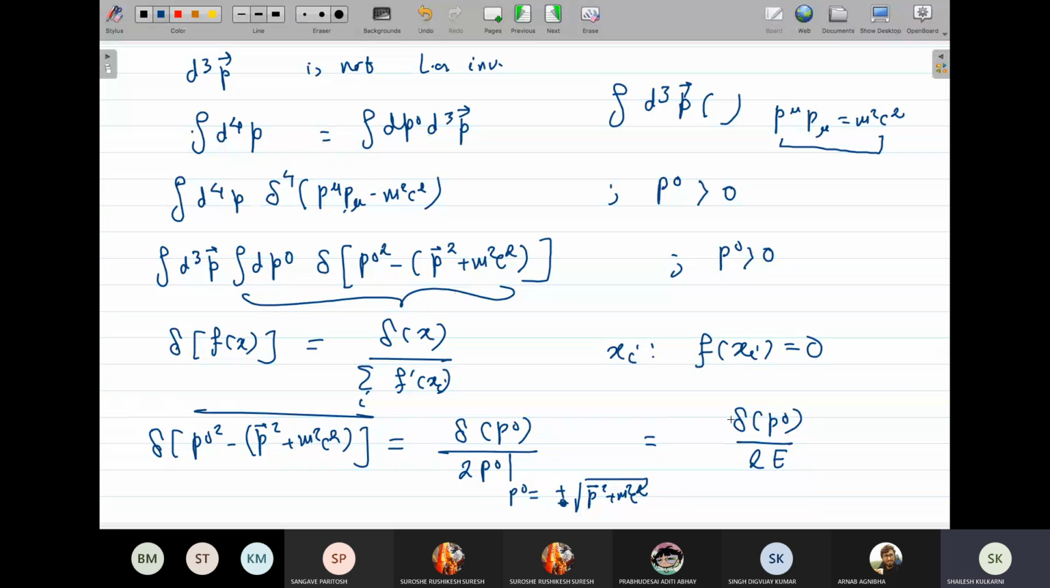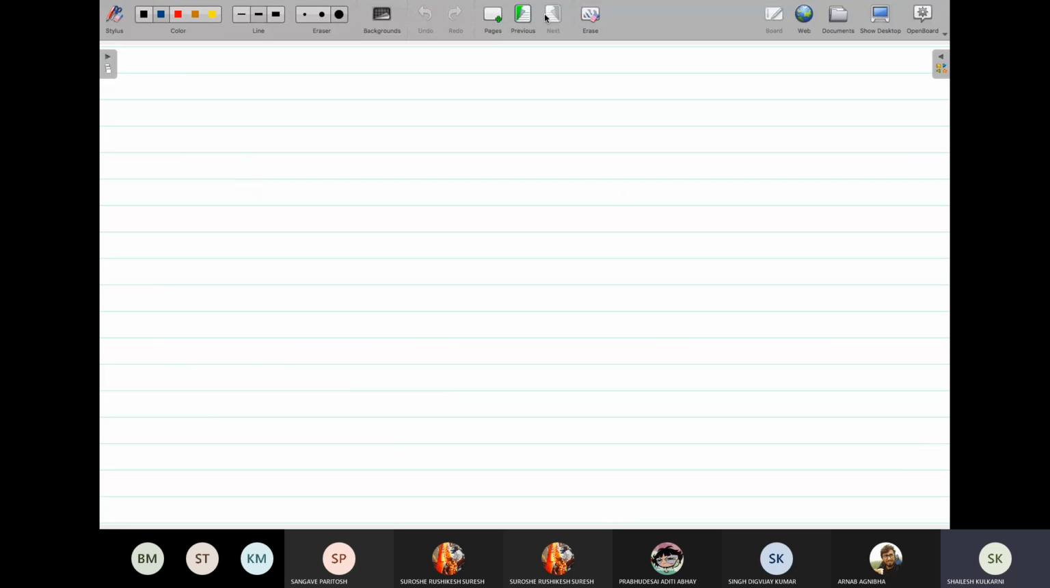Now you integrate over P0. What you are going to get is just 1 over twice E, and then there is the 3-dimensional integration. So that means d^4p delta of p squared minus m squared c squared, for P0 greater than 0, is nothing but d^3p divided by twice E.